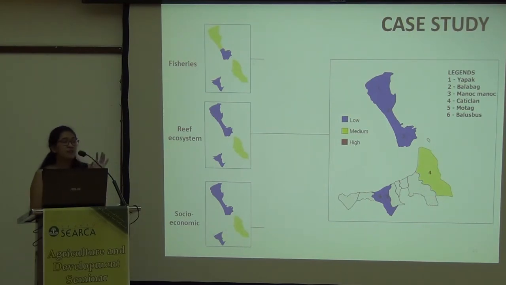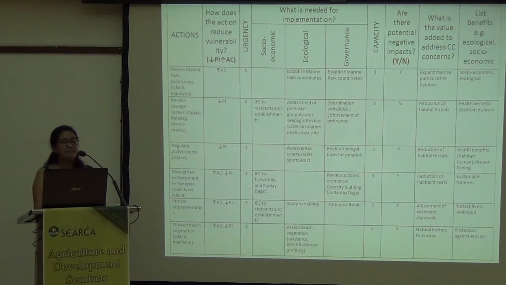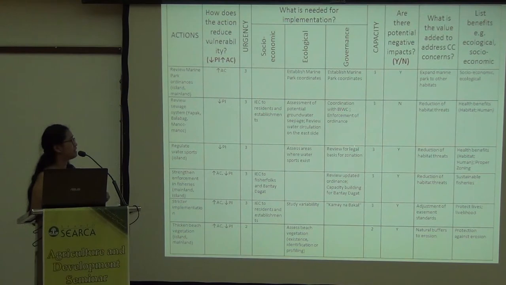However, even though the vulnerability is low to medium, that doesn't mean you don't do something about it. So they have listed actions based on the vulnerability results, and how these actions contribute to the reduction in vulnerability. This is an output of their workshop. For example, the review of the sewage system in the island barangays will cause a low potential impact. And the needed actions for implementation come under the socioeconomic, ecological, and governance categories, where we can see here how they deal with the review of the sewage system.